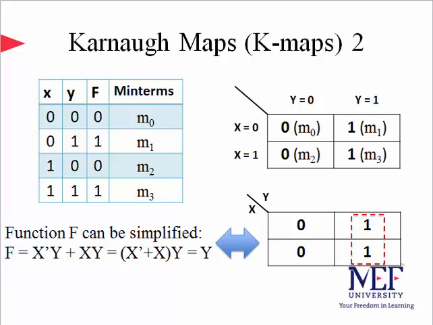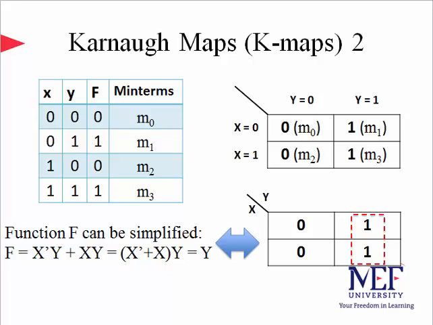Once we know which cell gets what minterm, we can place ones in those cells corresponding to each term in the SOP expression of the function f. The final Karnaugh map corresponding to function f is shown on the bottom right. The figure right above it shows which cell gets what minterm, and this is for your information. Later we will avoid drawing it again and again to save some space.